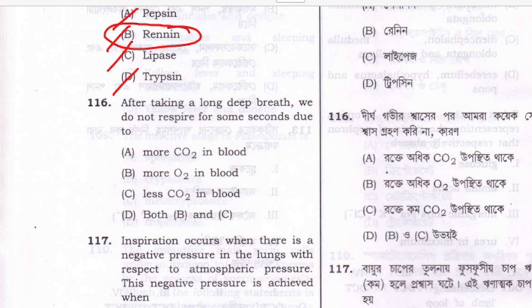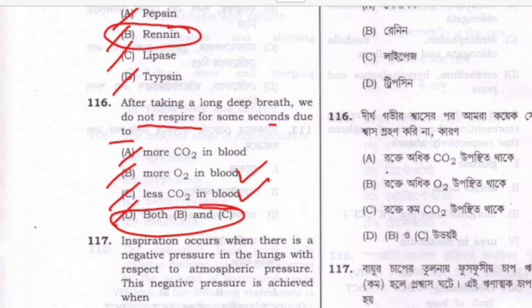After taking a long deep breath, we do not respire for some seconds due to: more CO2 in blood, more O2 in blood, less CO2 in blood, or both B and C. So that is basically we have more O2 in blood and less CO2 in blood. So option D is correct.